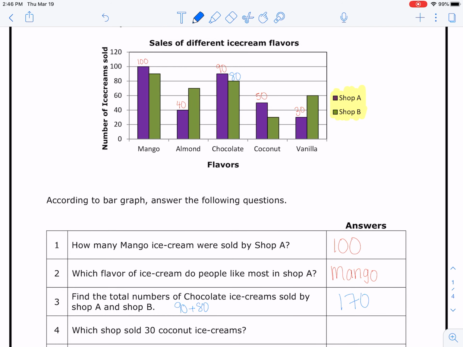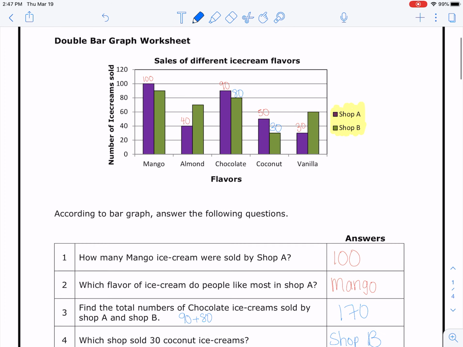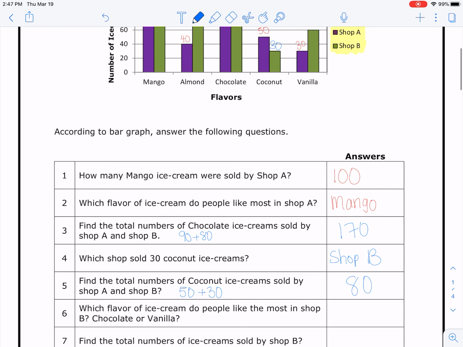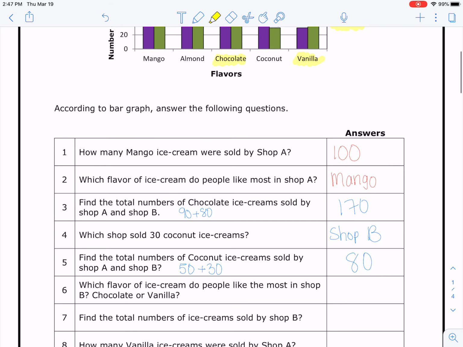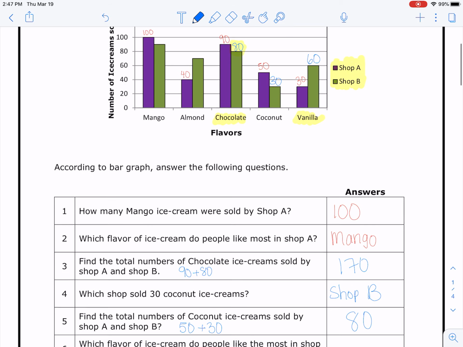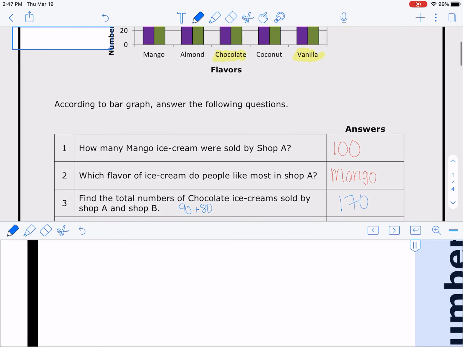Number 6, which flavor of ice cream do people like the most in shop B? Chocolate or vanilla? So we know that for shop B, we would have to look at the green bars. And I know that I already wrote 80 for chocolate. And then we're going to look at vanilla because it says chocolate or vanilla. And we know that for vanilla, it says that 60 people got it. And definitely chocolate is a lot higher than 60. So we know that it would be chocolate.